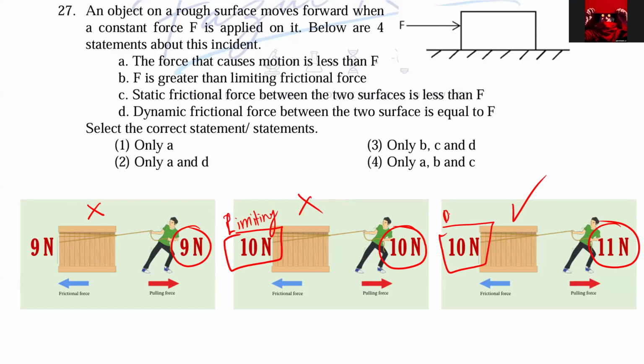Dynamic. Dynamic. Very good. And this frictional force is called the static frictional force. Now we'll read the question. Now we'll move to the question.